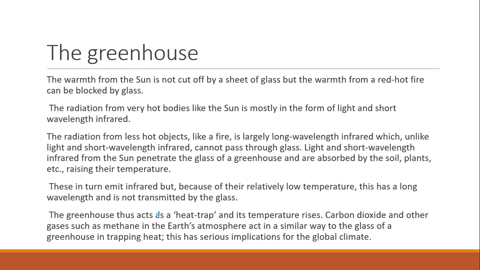The radiation from less hot objects like a fire is largely long wavelength infrared radiation, which, unlike light and short wavelength infrared, cannot pass through glass. Light and short wavelength infrared from the sun penetrate the glass of the greenhouse and are absorbed by the soil, plants, etc., raising the temperature. This in turn emits infrared, but because of their relatively low temperature, it has a long wavelength and is not transmitted by the glass. The greenhouse then acts as a heat trap as its temperature rises.